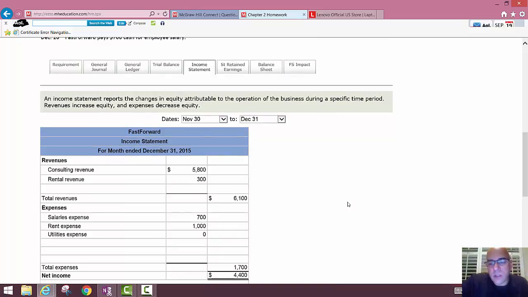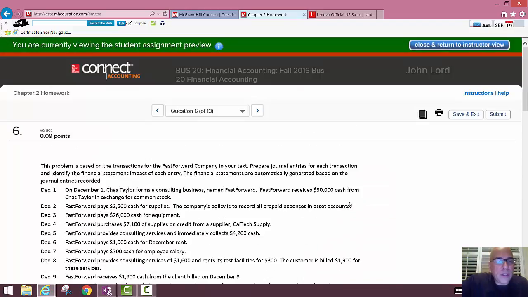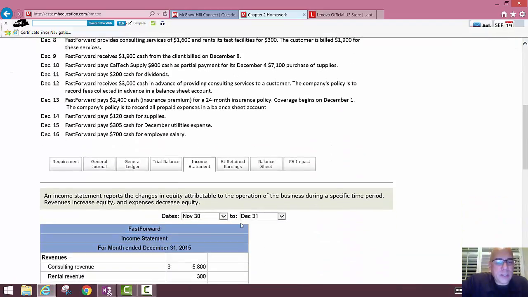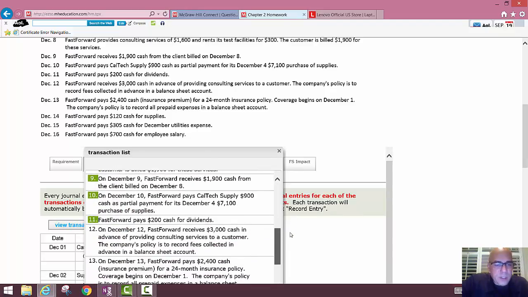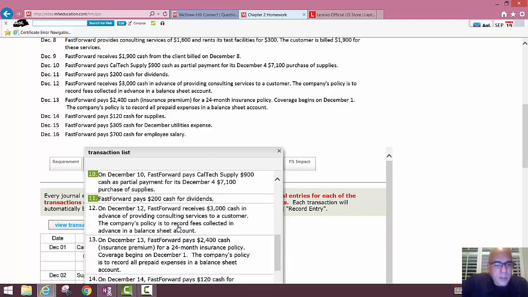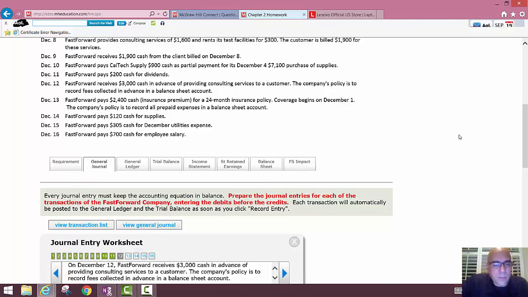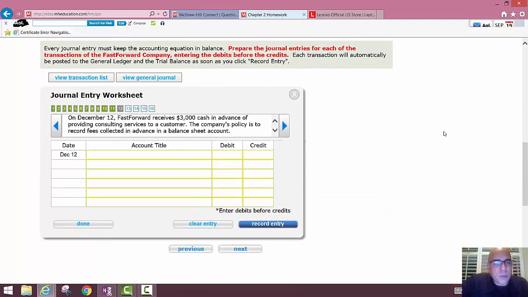Okay, so I'm going to go back to the transaction list for this one. Back to my general journal. Transaction list. Let's take a look at December 12th. Okay, and what is this one? They received $3,000 cash in advance for providing consulting services to a customer.